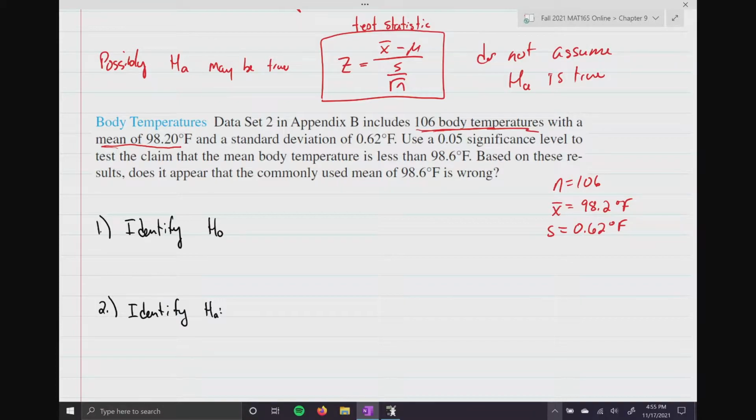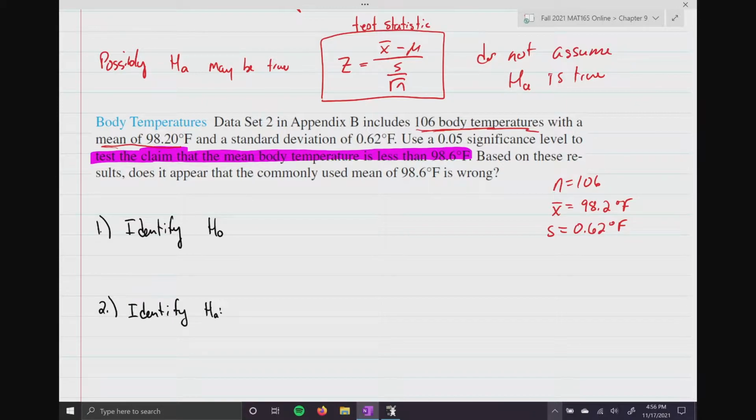Your body's normal temperature. However, somebody went ahead and got 106 people, tested their body temperatures, and found that it's not actually 98.6. It's 98.2. So then this researcher made a claim. And their claim was, and I'm going to highlight the claim here for us, they made this claim that says the mean body temperature is actually less than 98.6.